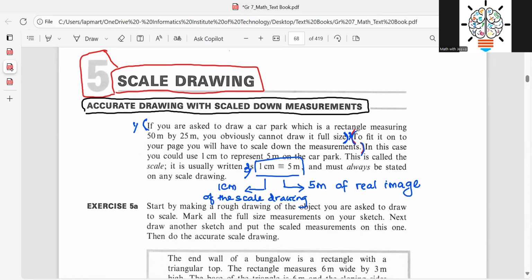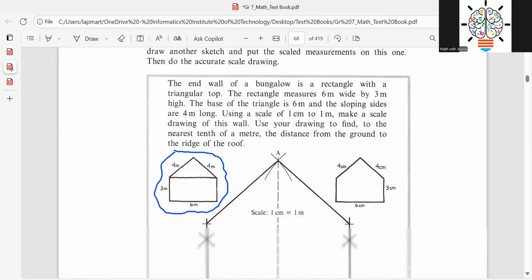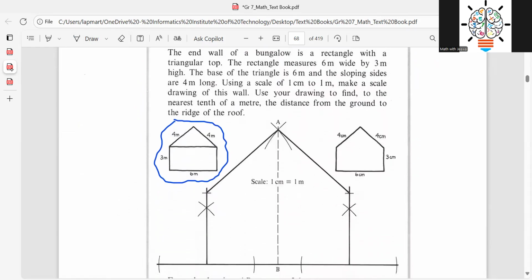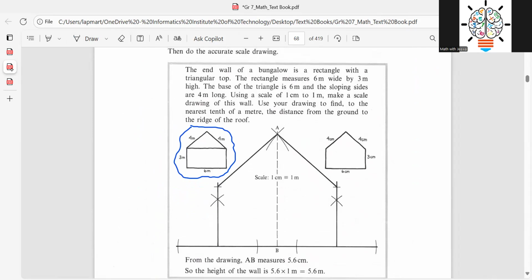So first you write down all these things, pause the video and write it down. Then I'm moving to the example. You just see, I'll show you the example well.